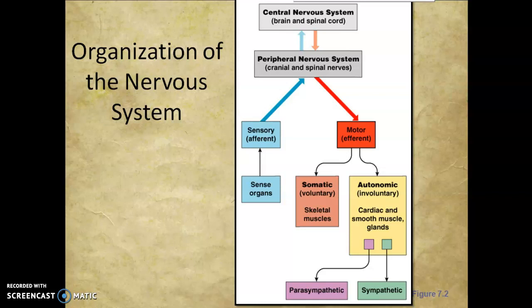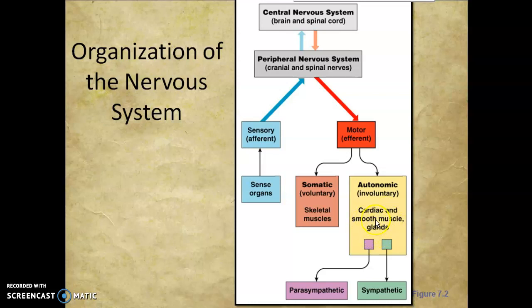Now, depending on what part of the body needs to be affected, it will either go to the somatic part, which is where your skeletal muscles are going to be. It's in charge of the voluntary portion of the human body, or that efferent division will go to the other side, which is the autonomic division. And autonomic kind of sounds like the word automatic. That autonomic division is going to be responsible for all the involuntary things.